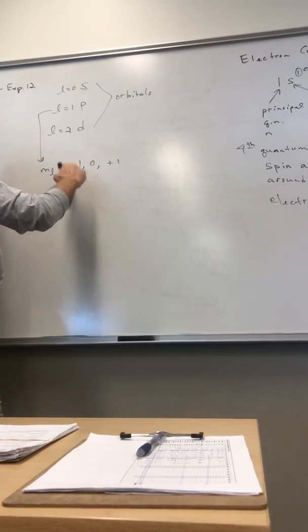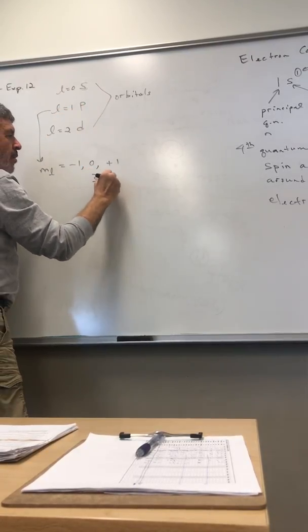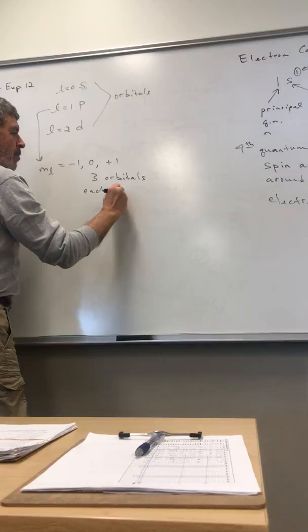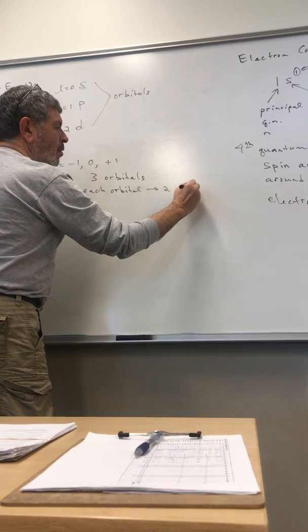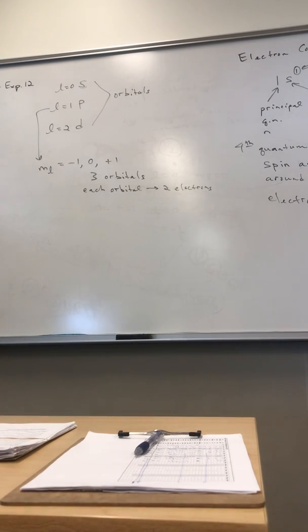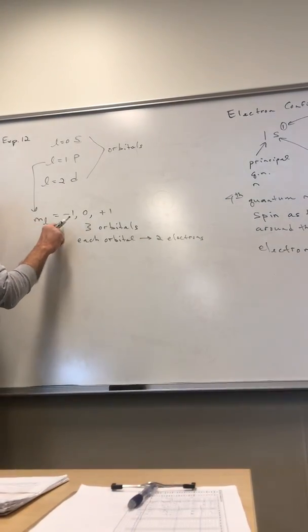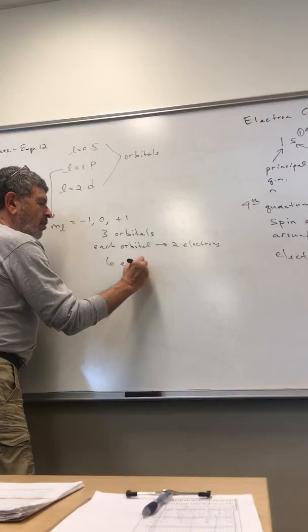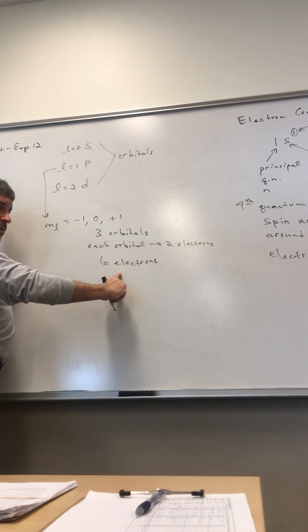So in the P sublevel, we have 3 orbitals. Each orbital can contain 2 electrons, just like we saw here. That's an orbital that contains 2, no more than 2. So that means in the m sub L equals -1, 0, and +1, where I have 3 orbitals, here I have a total of 6 electrons. So every p sublevel can hold 6 electrons.